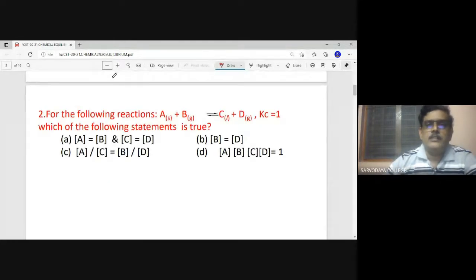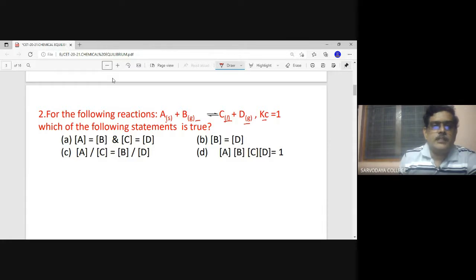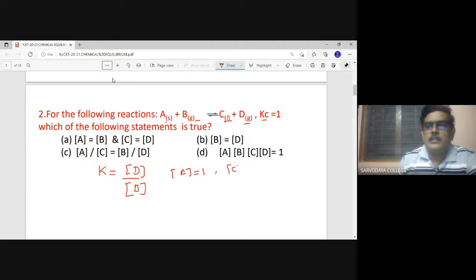For the following reaction, A is a solid. You can see here A is a solid, B is a gas, C is a liquid, D is a gas. Q is 1. So for this equation, how are we going to write the expression of K? Now, consider only the solutions and gases, therefore you have to consider only B and D. The concentration of A, or active mass of A, is taken as 1, as it almost remains constant, and C is a pure liquid, so it is also taken as 1. So for pure solids and liquids, active mass is taken as 1.